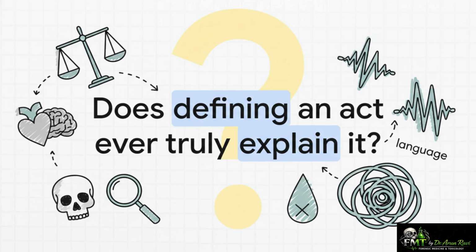So there you have it. We've gone through the language of justice, from the courtroom all the way to the lab. We have these precise clinical terms to describe death, injury, and all the things that can influence us. But that leaves us with one final thought, one big question. We've learned the vocabulary, but does just defining an act ever really truly explain it? Something to think about.